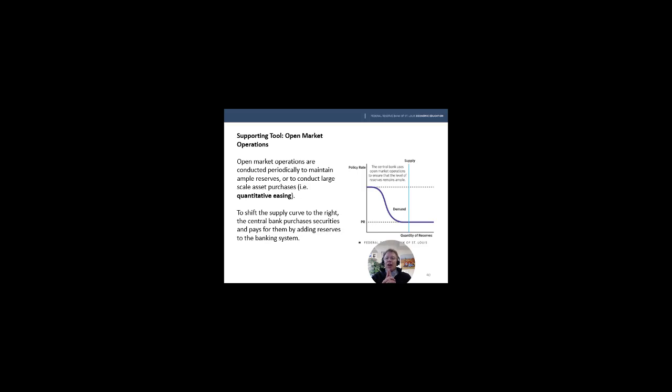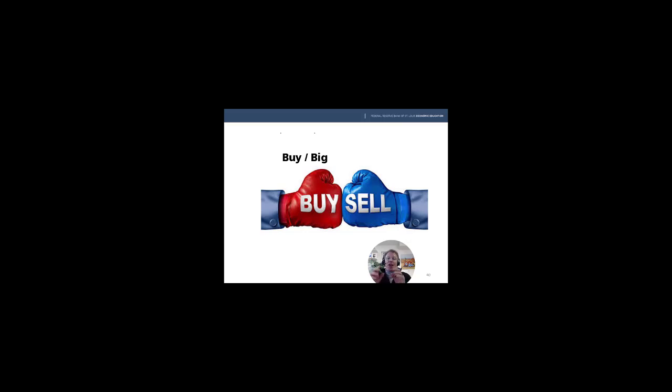The last monetary policy implementation tool is open market operations. Open market operations consist of the buying and selling of government securities. When the central bank buys securities, it pays for them by adding reserves to the banks' reserve accounts. Buy big. It makes the reserve accounts of the banks bigger. This is something like buying at a store with a debit card. Money is subtracted from your checking account and placed in the checking account of the store's bank.